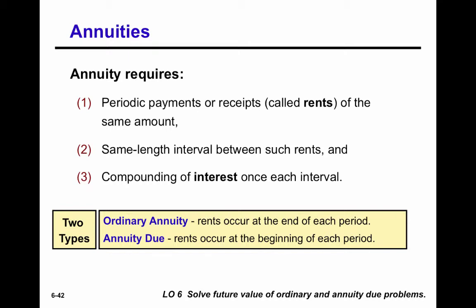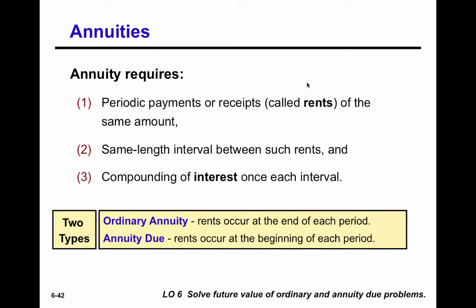All right, next we're going to shift gears a little bit and talk about what we call annuities. Annuities are a series of payments, referred to as rents, of equal amount. When you have an annuity, the assumption is that there is a fixed interval between the payments that's constant, and that interest is compounded once during each interval. This still allows us to account for the fact that we may have interest compounded more frequently than annually.